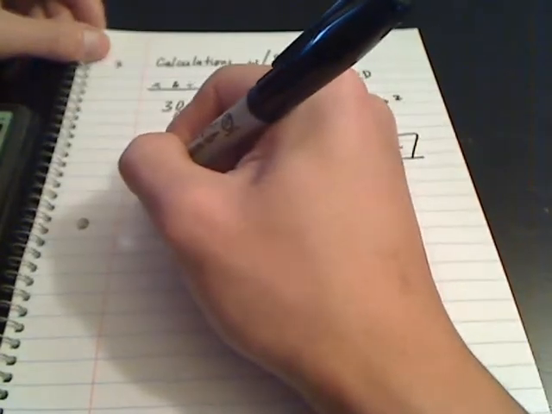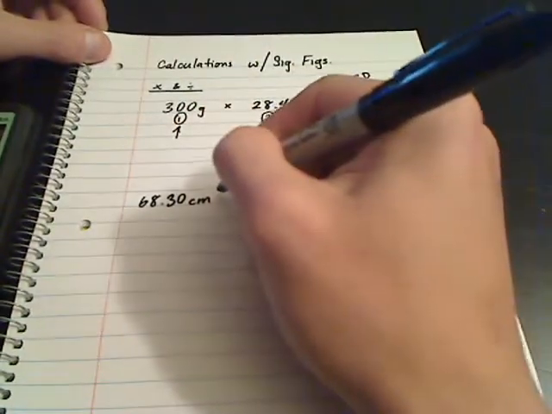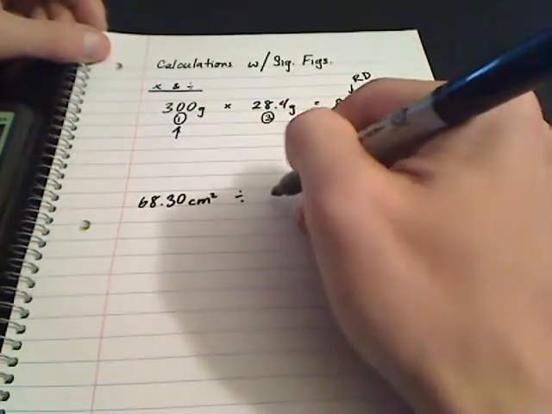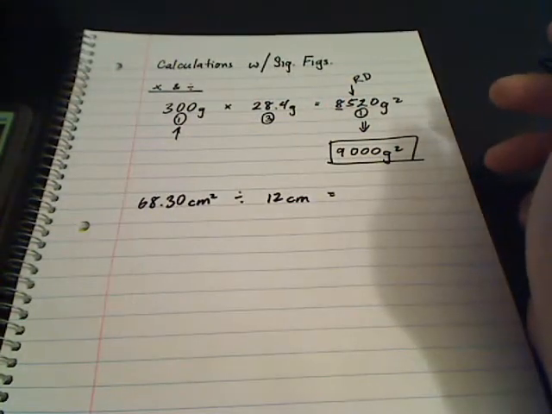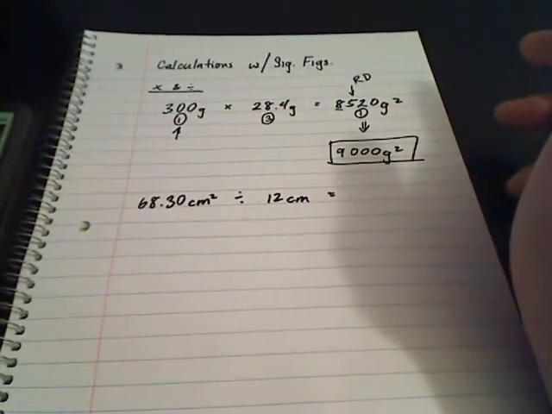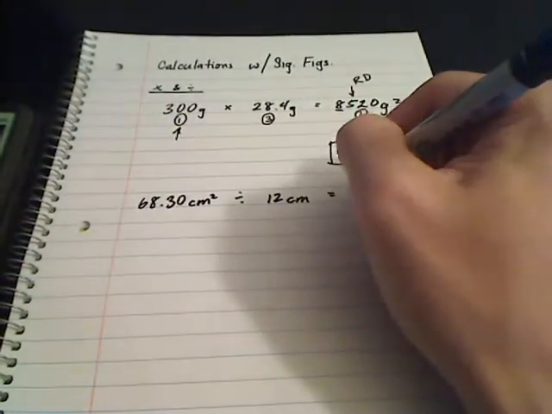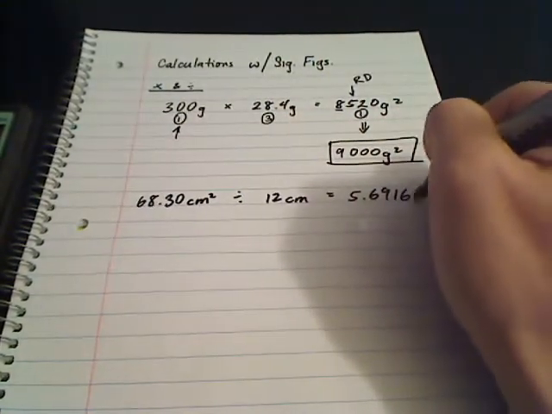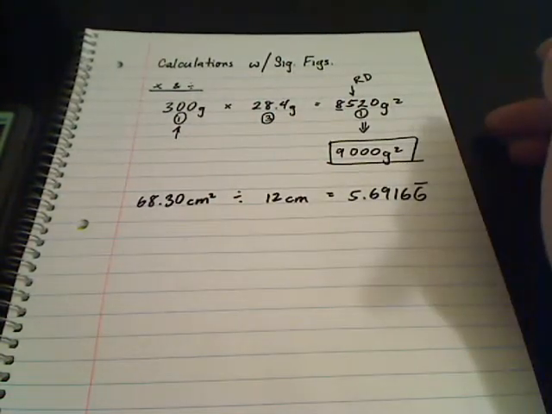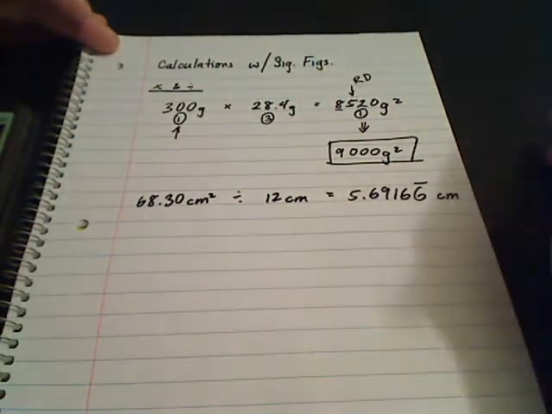Let's try another example. Let's say I were to give you 68.30 centimeters squared divided by 12 centimeters. Okay, so as I said before, you're just going to do the actual calculation itself. Alright, 68.30 divided by 12 gives you 5.69166, repeating. Alright, centimeters squared divided by centimeters gives me centimeters.